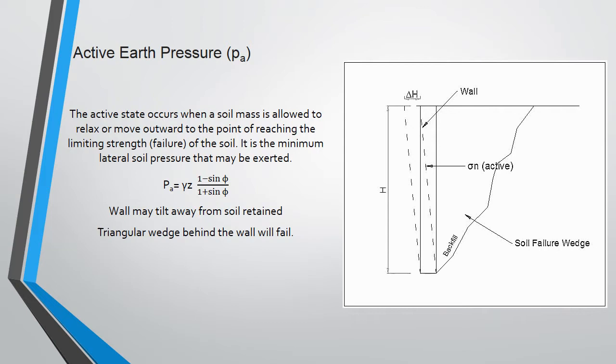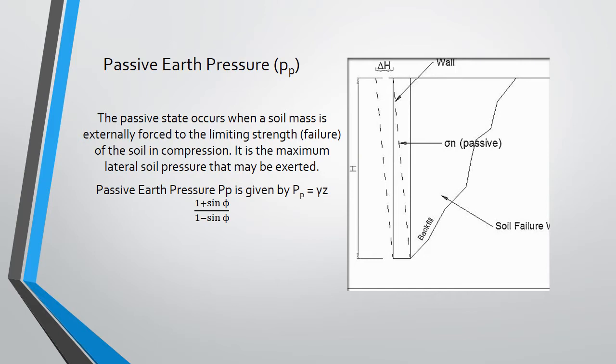Next, the active earth pressure. This earth pressure exists when the wall moves away from the backfill, and it is the minimum lateral earth pressure. It is given by gamma z into (1 minus sin phi) by (1 plus sin phi). And the passive earth pressure occurs when the wall moves towards the backfill. The formula for this is given by gamma z into (1 plus sin phi) by (1 minus sin phi).